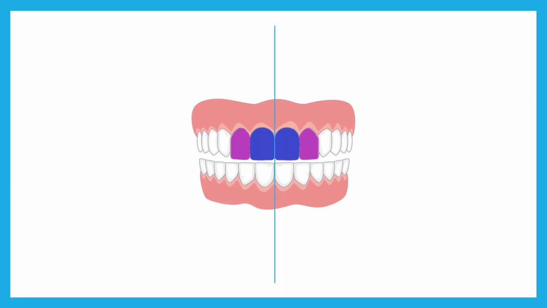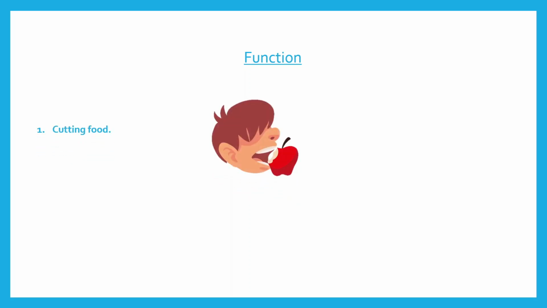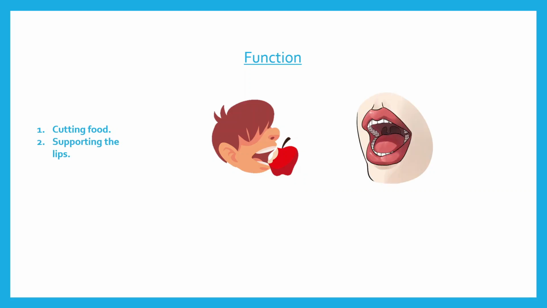The 2 maxillary centrals are bordered distally by the 2 maxillary second or lateral incisors. The major function of the incisors is to incise or cut the food during mastication. In addition, they play important roles in supporting the lips and maintaining a desirable aesthetic appearance. The maxillary central incisors are by far the most important teeth when it comes to aesthetics.